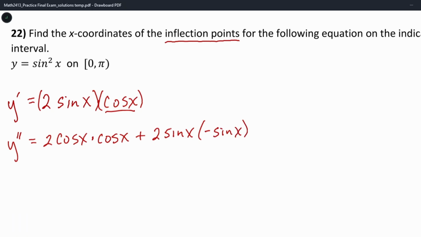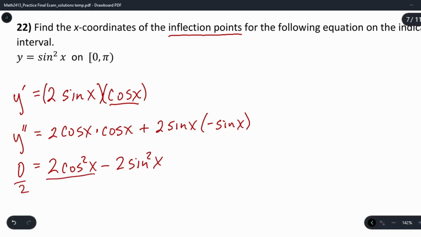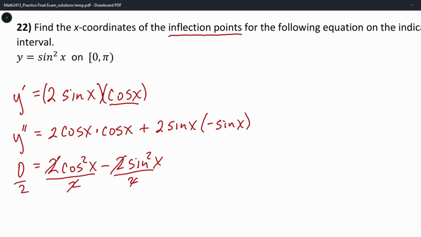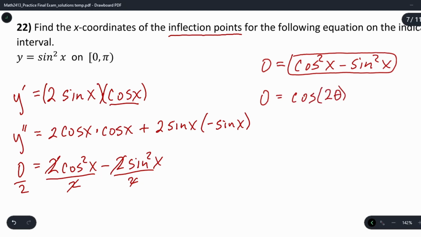And then we need to set that second derivative equal to 0 and solve for x. Simplifying is going to give us 2 cosine squared x minus 2 sine squared x. Next, I want to divide through by 2 just to simplify this equation some, getting rid of those coefficients of 2. That's going to give us 0 equals cosine squared x minus sine squared x. And then in the next step, if you recognize what we have here, this is one of our trig identities. This is the formula for cosine of 2 theta. So I'm going to do a substitution, replacing with cosine of 2 theta.